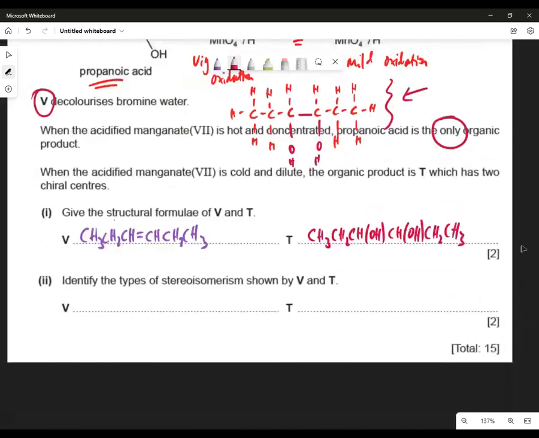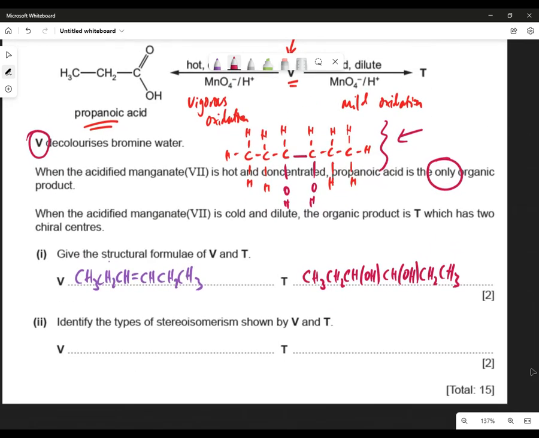All right. Identify the types of stereoisomerism shown by V and T. Well, V has a double bond there, and it will show cis-trans isomerism. Okay. Now the posh name for that is geometrical isomerism. But if you don't like that, you can call it cis-trans. That's fine.